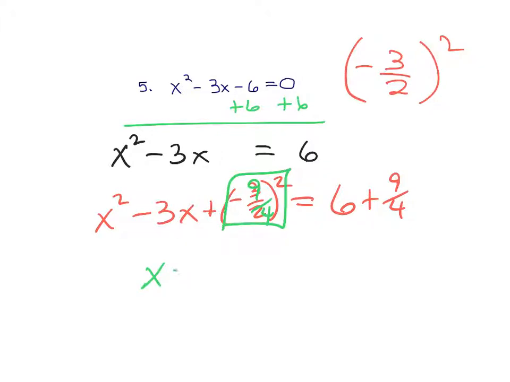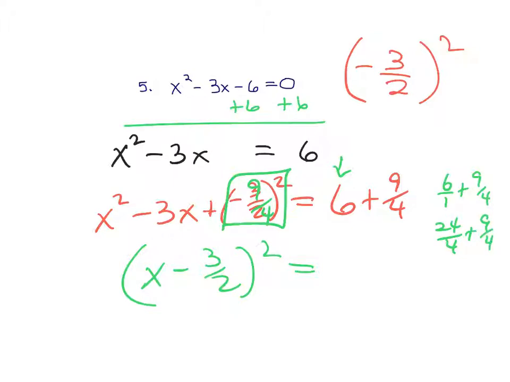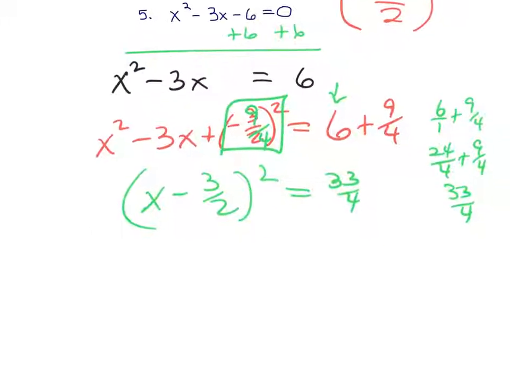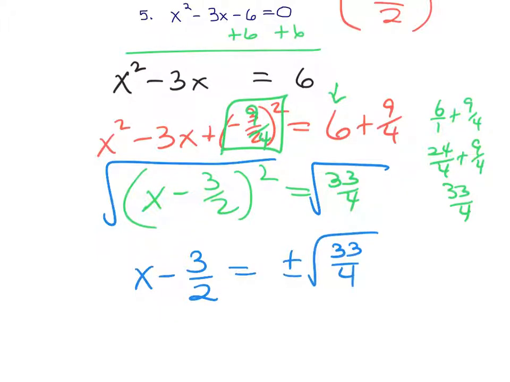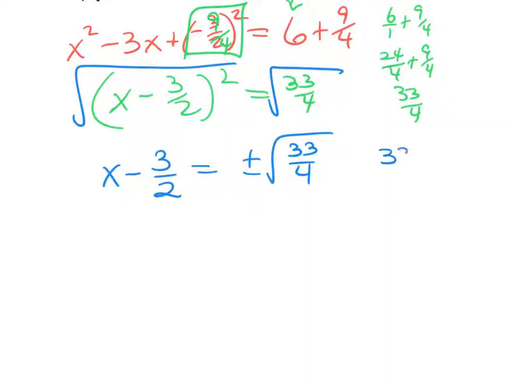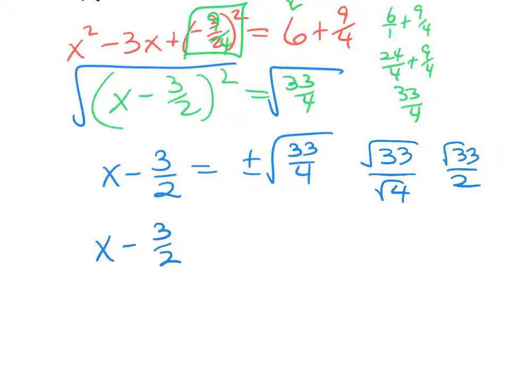So now I need to factor the trinomial. It becomes x minus 3/2 squared equals, I'm going to change the 6 over 1 plus 9/4. I'm going to change it into 24/4. Add them, and I get 33/4. I'm now going to apply the square root method. I get x minus 3/2 is equal to plus and minus the square root of 33/4. Again, remember, I can apply the quotient property, break it apart, give it its own little radical, and then the square root of 4 is 2. So now I have x minus 3/2 is equal to plus or minus the square root of 33/2.